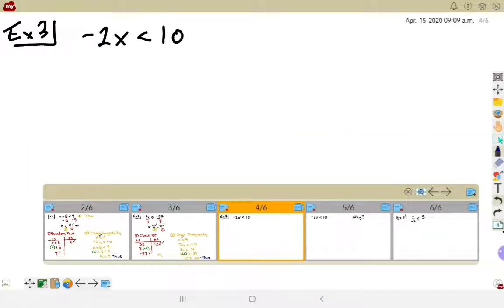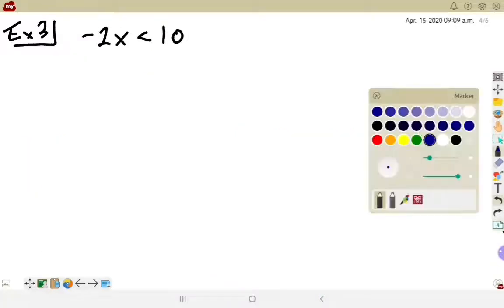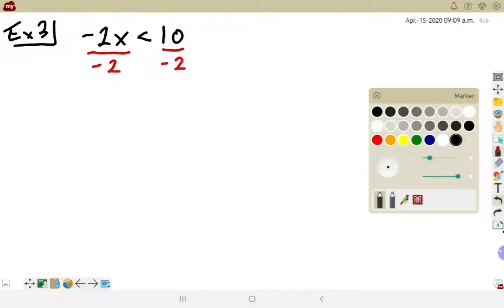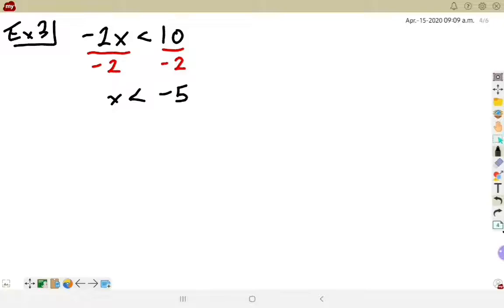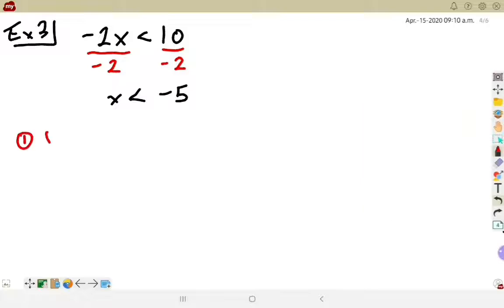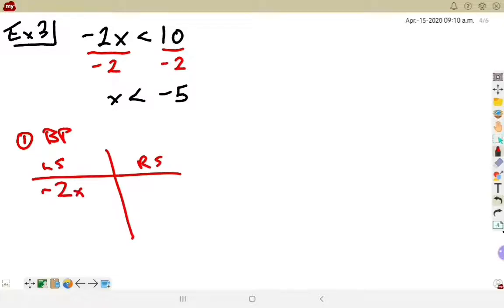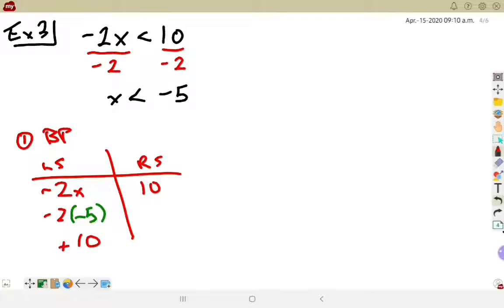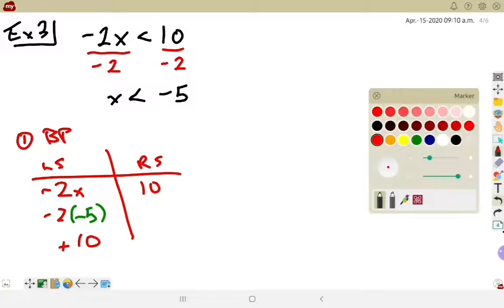All right, let's do another one here. I got -2x is less than 10. All right, so my first thing to do would be to divide both sides by -2, and this leaves me with x is less than -5. Okay, so just like we've done before, I'm going to check the boundary, and then I'm going to check the inequality. For the boundary point, if this was an equation I started with, I had -2x, and on the right hand side we had 10, so that's -2 times -5, and then I have +10, because negative times negative is positive, so I get +10 on both sides.